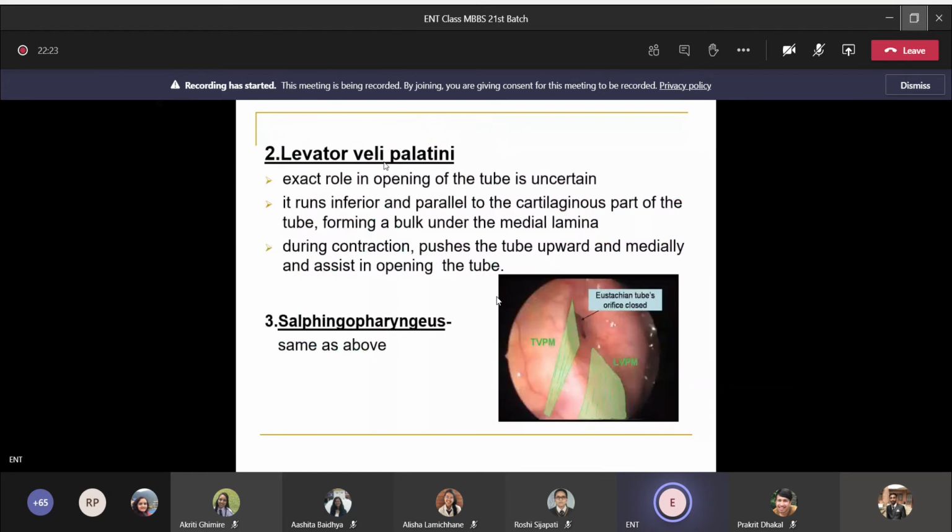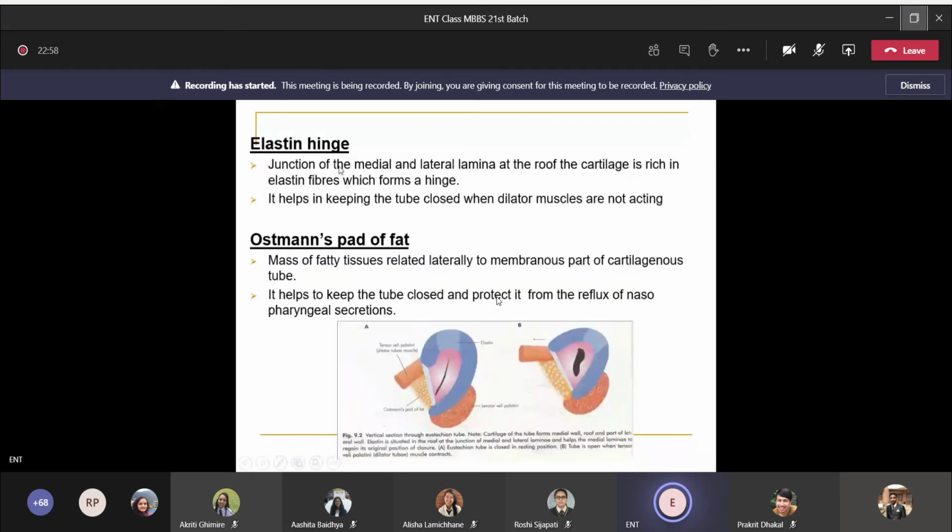Now another one is levator veli palatini. Its exact role in opening of the tube is uncertain, but it runs inferior and parallel to the cartilaginous part of the tube, forming a bulk under the medial lamina. So in the tube, this is the area for levator veli palatini, and this is the area for tensor veli palatini. Contraction of this muscle will open the tube. Now another one is salpingopharyngeus, another muscle which has a similar action to levator veli palatini.